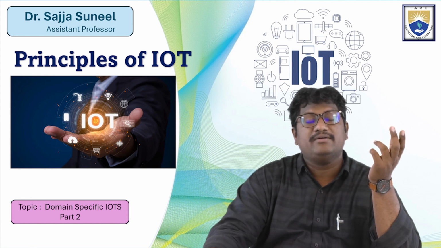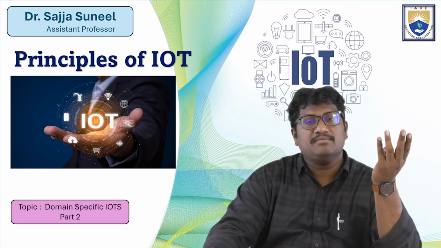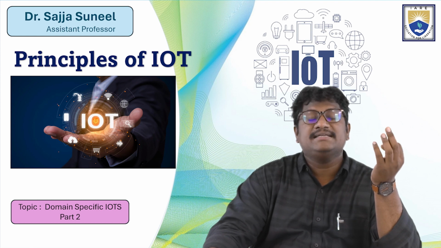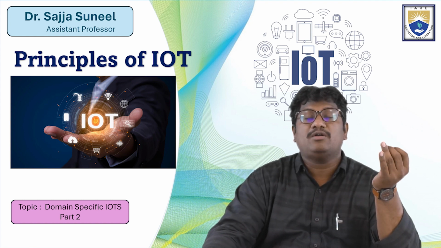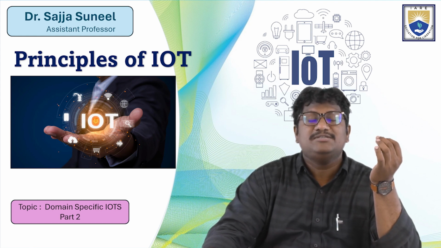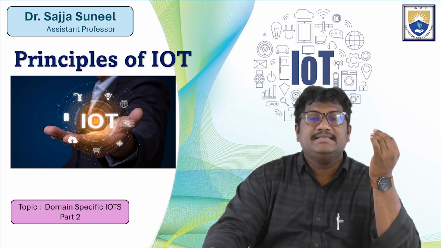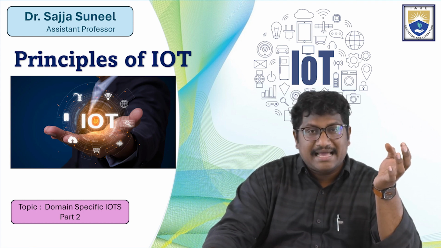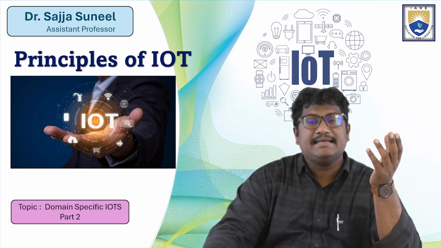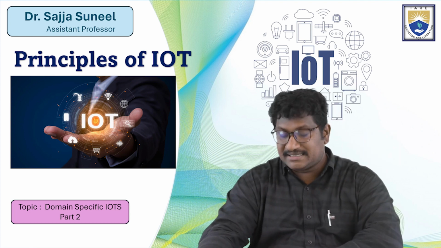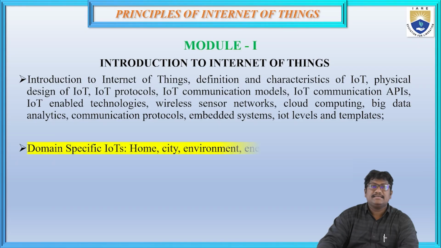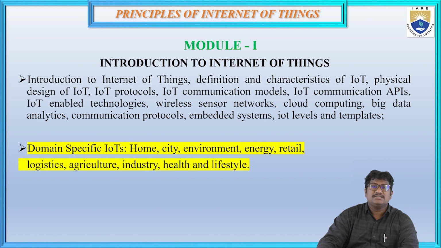In the previous class, we discussed smart home automation, smart cities, and smart environment. These are the three specific domains which I discussed in the previous class. And in today's class, I'm going to discuss smart irrigation and the remaining topics. Have a look here. In today's class, I'm going to discuss smart energy, smart retail, smart logistics, smart agriculture systems, and how smart industries and smart health and lifestyles work.